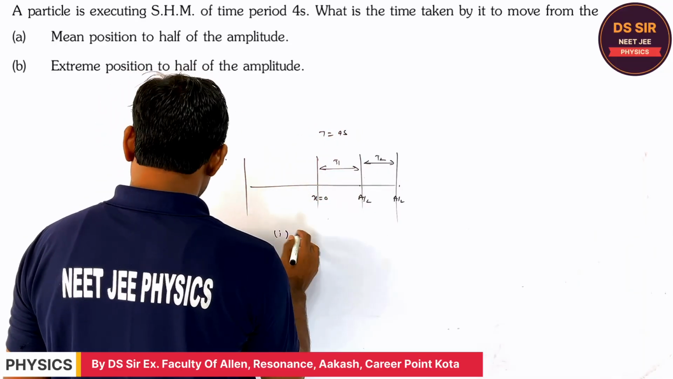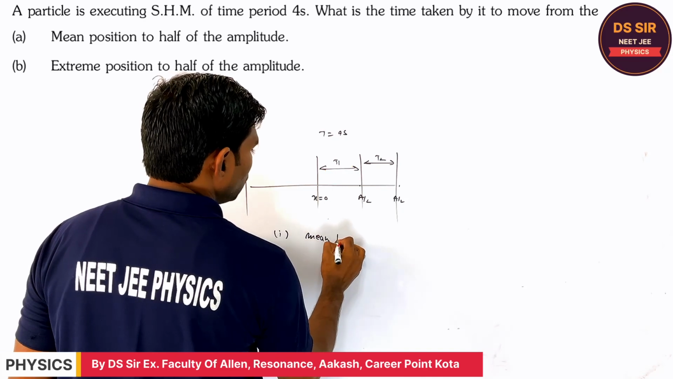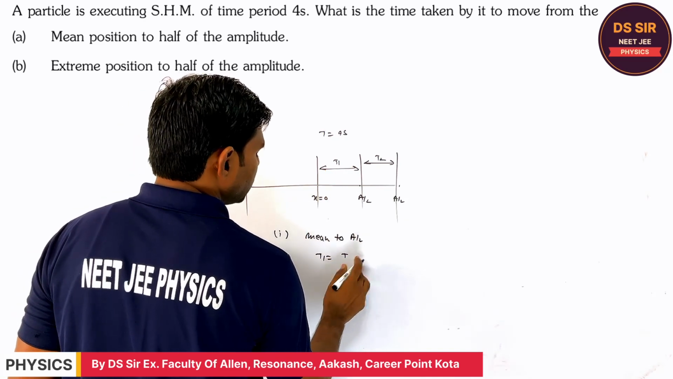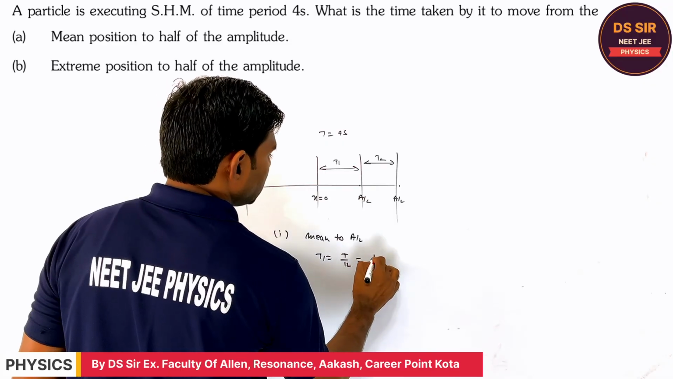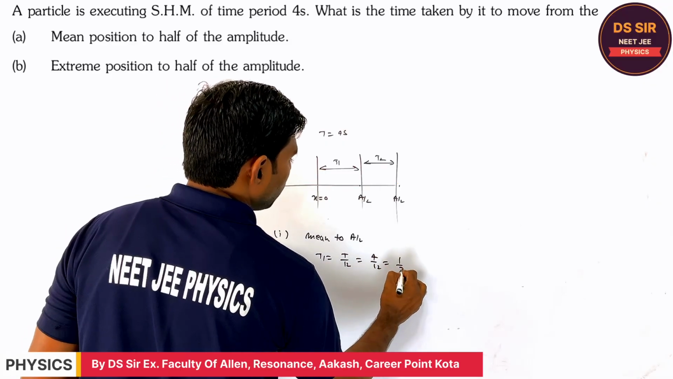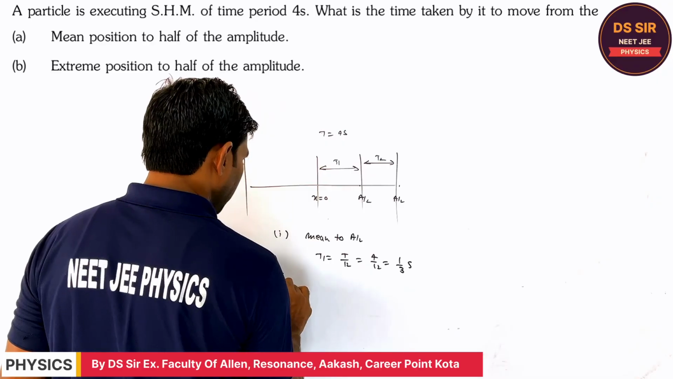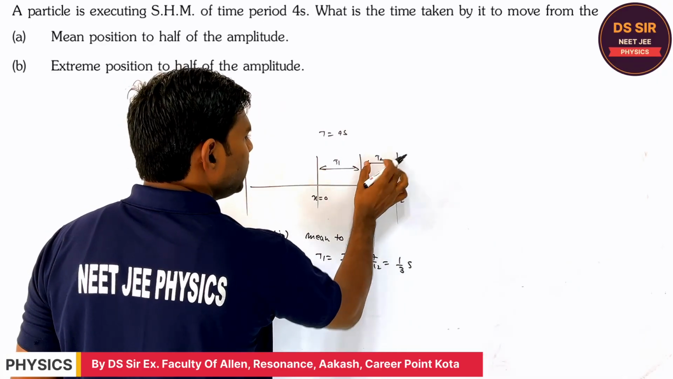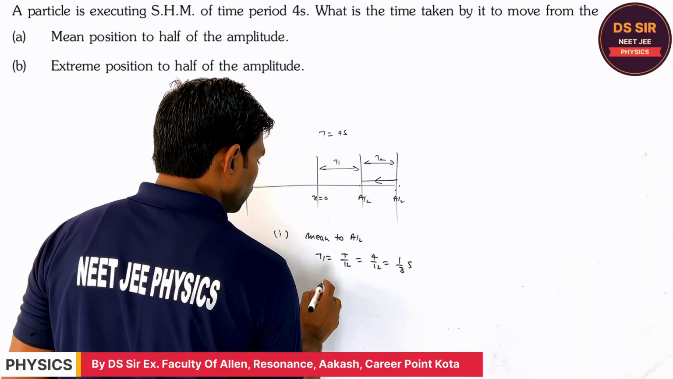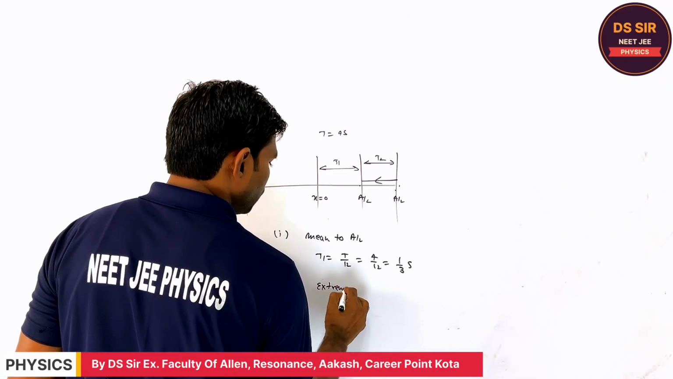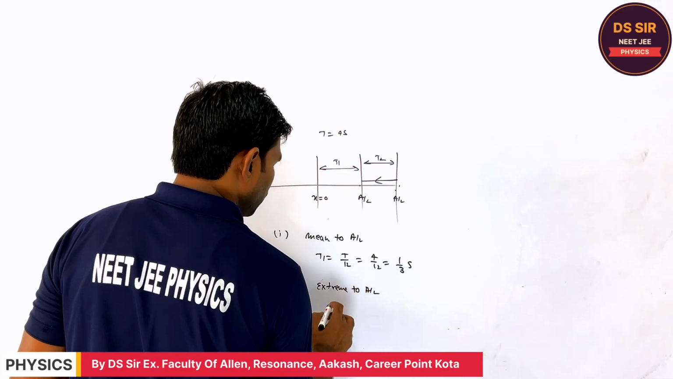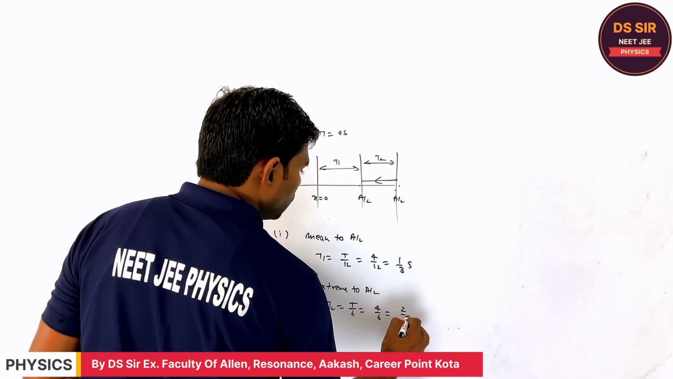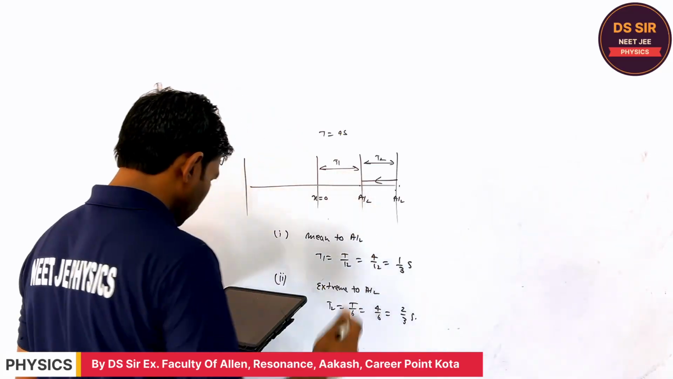First, mean position to half of the amplitude. The time T1 is equal to T by 12. This is 4 upon 12, which is equal to 1 upon 3 seconds. Second part, extreme position to half of the amplitude. They are asking extreme to half of the amplitude. The T2 is T by 6. This is 4 upon 6, which is 2 upon 3 seconds. So this is the solution.